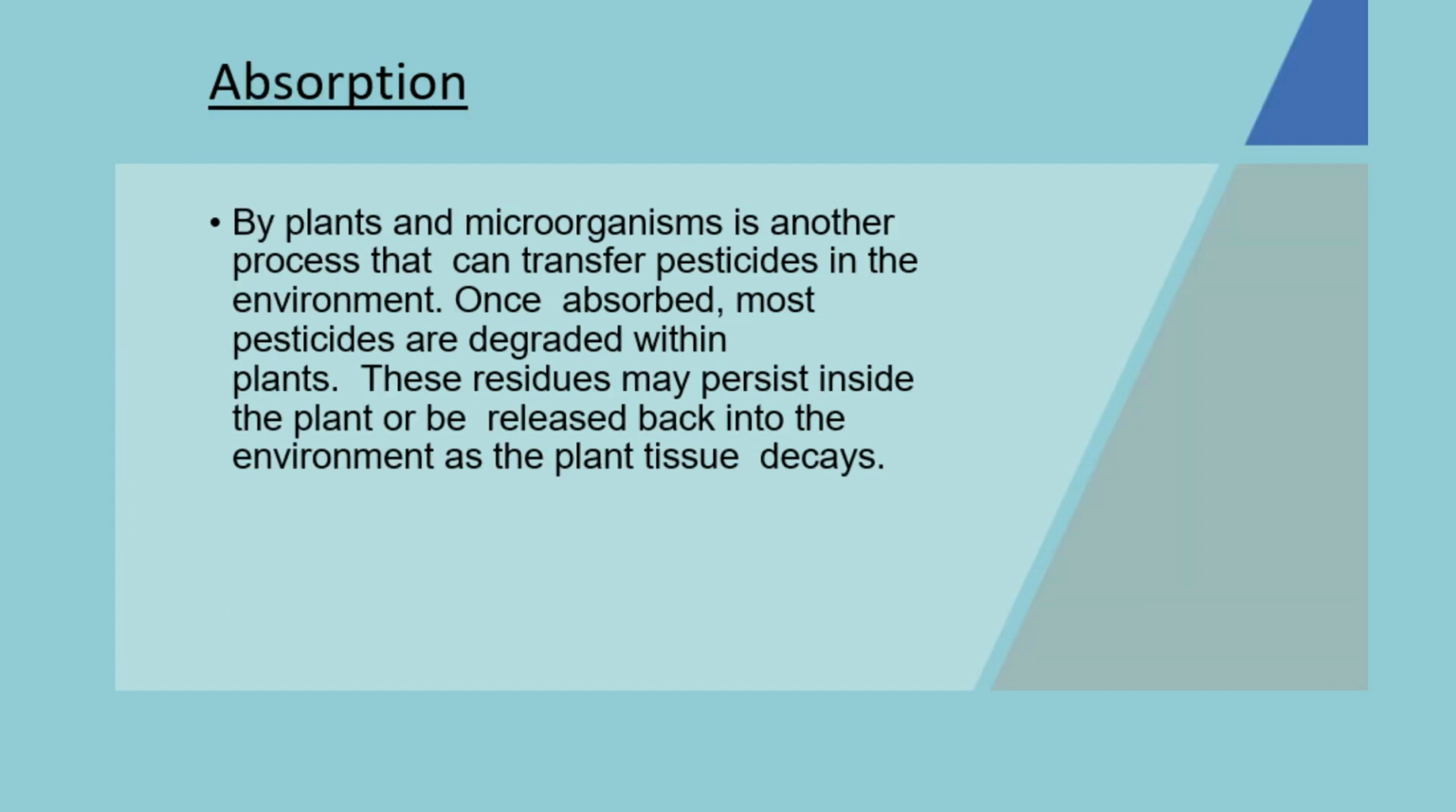Absorption by plants and microorganisms is another process that can transfer pesticides in the environment. Once absorbed, most pesticides are degraded within plants. These residues may persist inside the plant or be released back into the environment as the plant tissue decays.